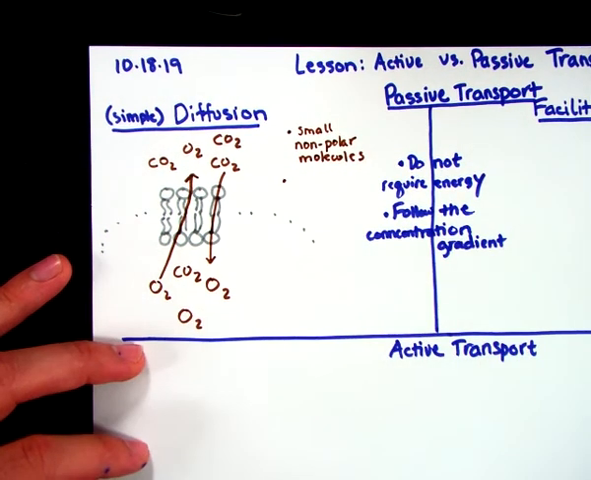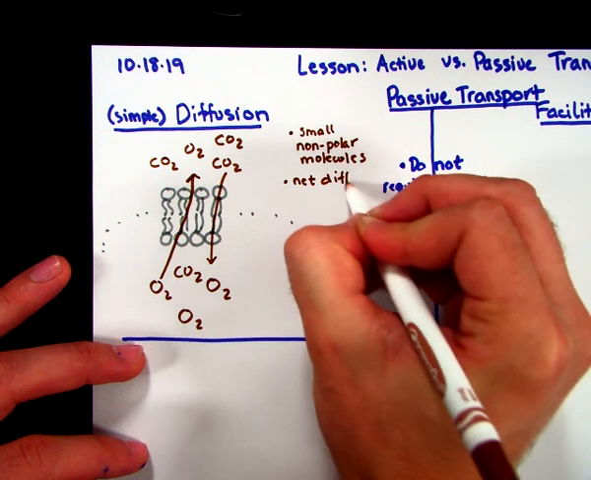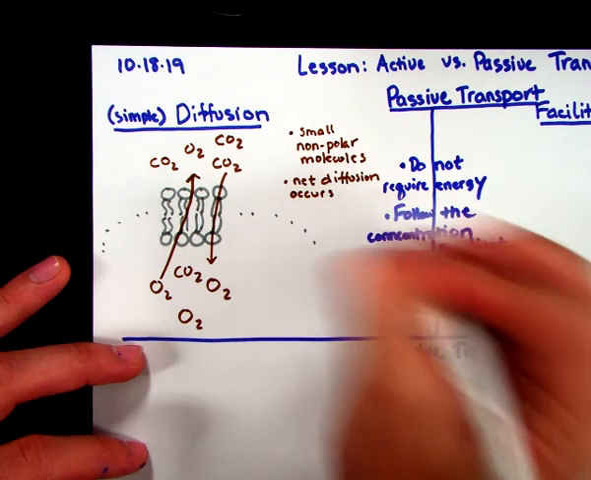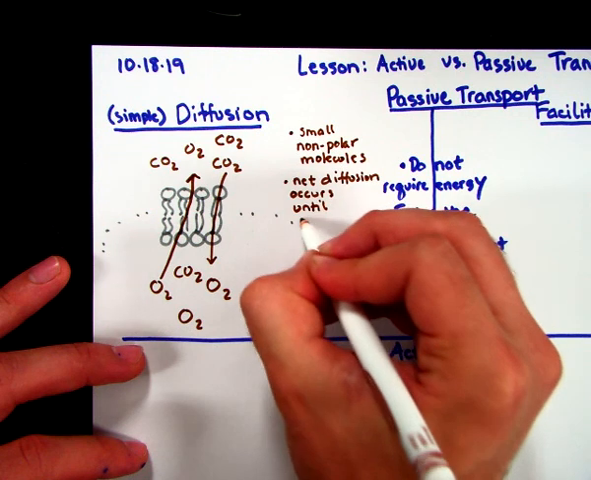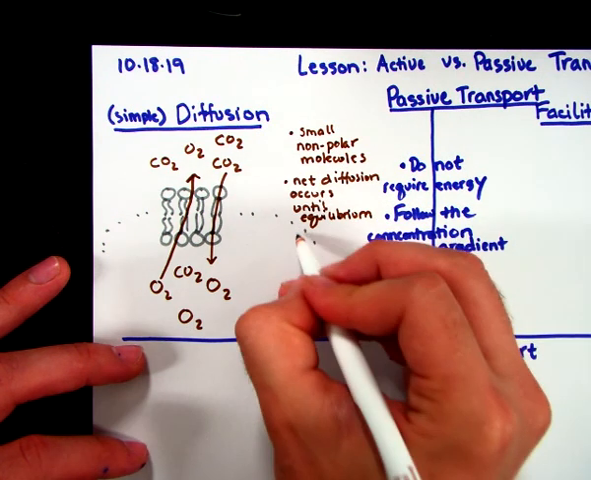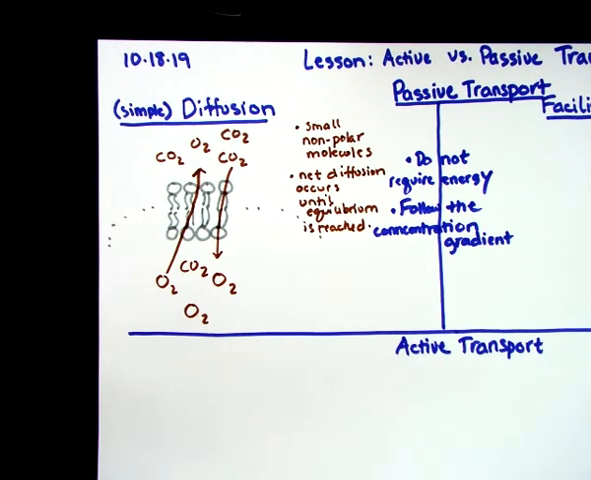Okay? And we say that net diffusion occurs until equilibrium is reached. All that means is that there's diffusion always happening, but this net diffusion, this direction of diffusion, only happens until equilibrium is reached, equal size. Okay.